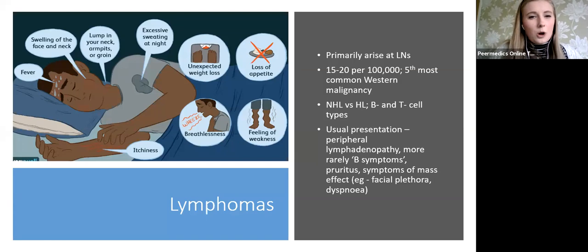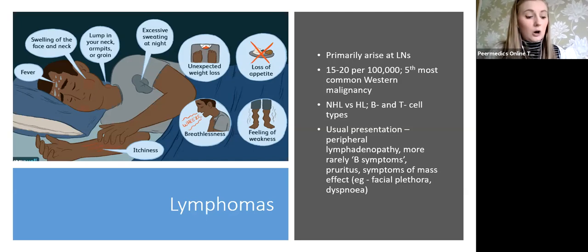It's not that common in terms of cases that you'll see when you're on placement and in GP, but it is the 5th most common malignancy of the Western world, and we tend to divide it up into non-Hodgkin's and Hodgkin's lymphomas, or B and T cell. But most of what you see is going to be B cell lymphoma. And they usually present with peripheral lymphadenopathy.